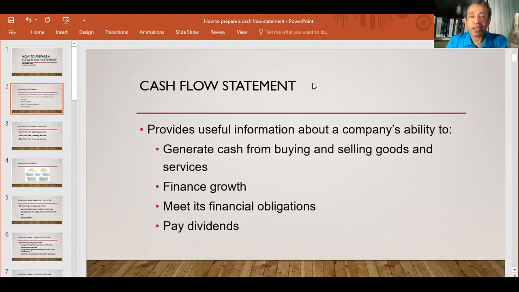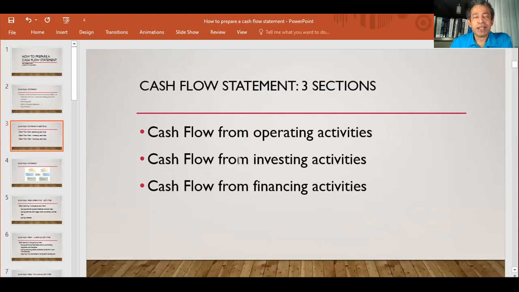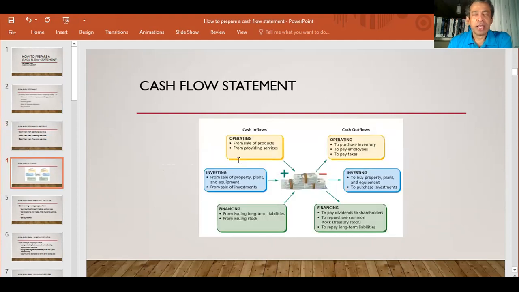By blood circulation, we mean that cash is considered to be the blood supply, the lifeblood of a business. Well, so we need cash to survive, to meet our day-to-day obligations, to actually operate smoothly and then to finance growth or to pay off our debt. It has three sections: cash flow from operating activities, cash flow from investing activities, and cash flow from financing activities. So three: operating, investing, financing. All right, three sections.